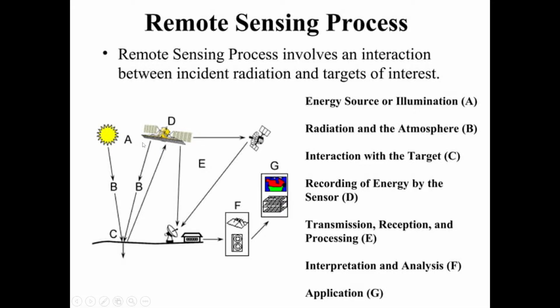So this sensor can be satellite imagery or drone imagery or any other platform. Okay, so this is the sensor. And also you can see that E. So basically this is the transmission, reception, or processing of the data. And further, at this stage we get the interpretation and analysis.